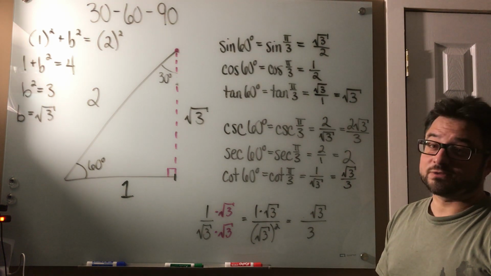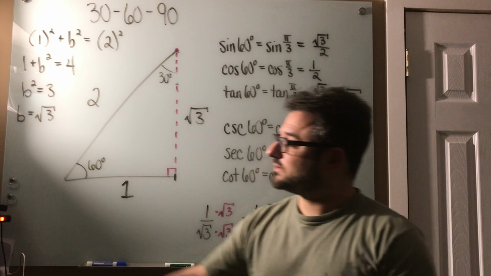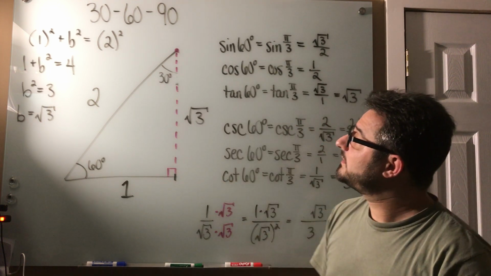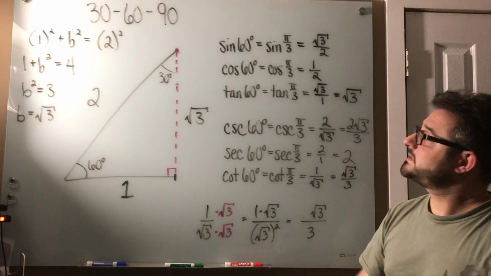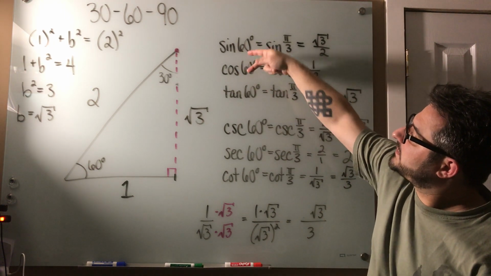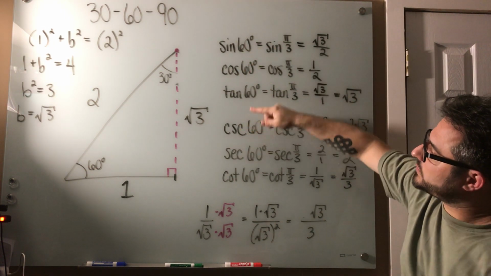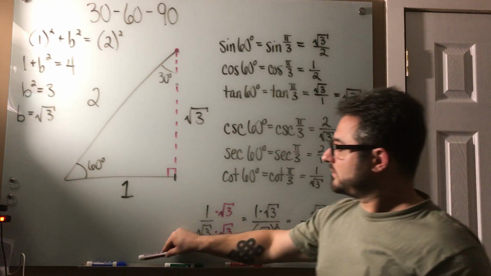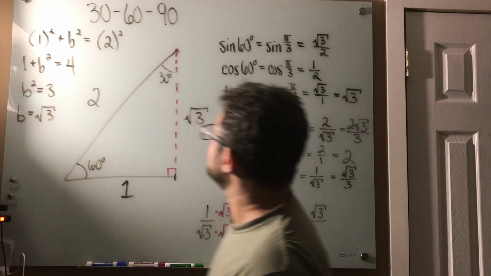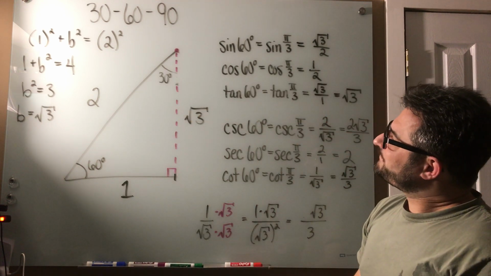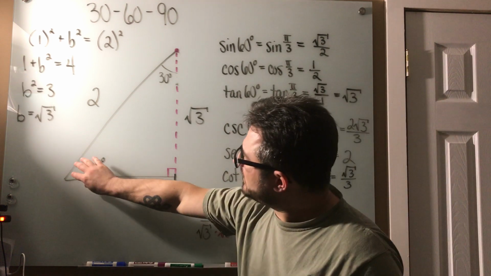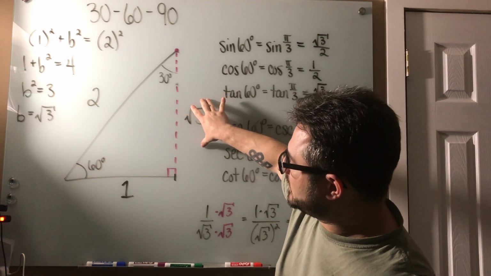Now, we're going to write them out, but for 30 degrees, which is the complement to 60, all that should happen is the cofunctions should swap their values. Let's test it out.